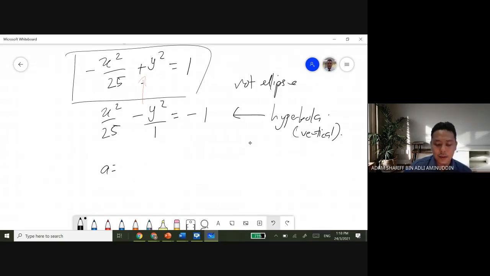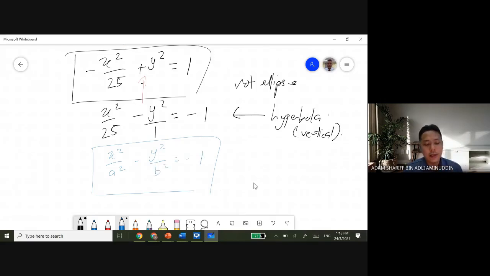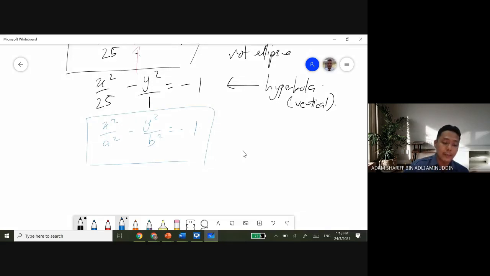Okay, let me clear up your friend's question. Do we need to square it? Yes, we need the power of 2. Let's see. Standard equation again, because we know that this equals negative 1. Let's see what the value of A is, and do we need to square it? So this is A squared equals 25. A is plus or minus 5.